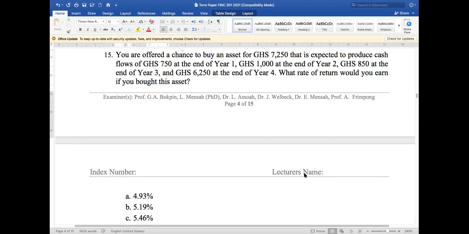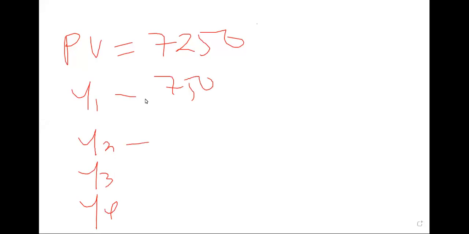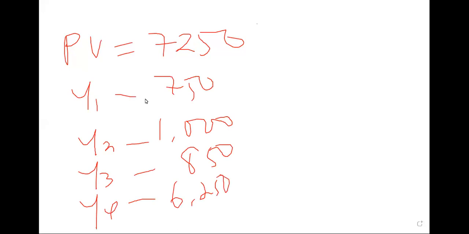All right. So, we are saying that the present value is what? Give me the figures. 7,250. And it's expected to produce a cash flow of year one, how much? 750. Year two? 1,000. Year three? 850. Year four? 6,250.